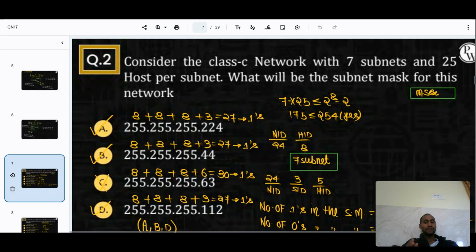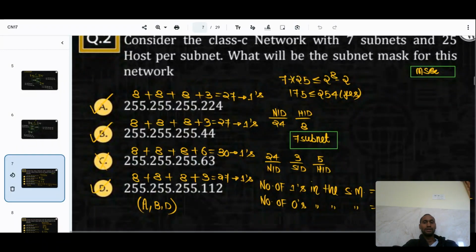Once the 27 ones are present in the option, that option is correct; otherwise this option is wrong. So the number of 0s in the host part of the subnet mask is 5.